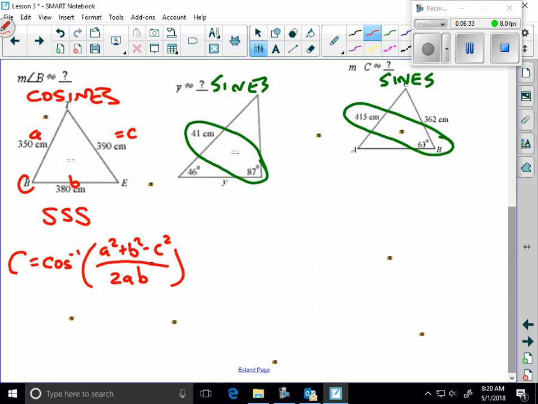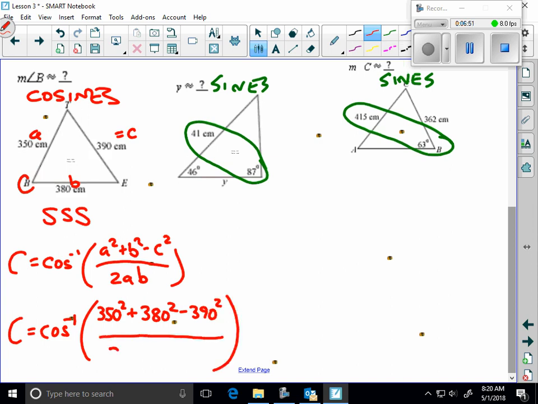So I could do a direct substitution to find angle C. I'd do the inverse cosine of A squared plus B squared minus C squared over 2 times A times B. Let's pause real quick and see if we can calculate this.